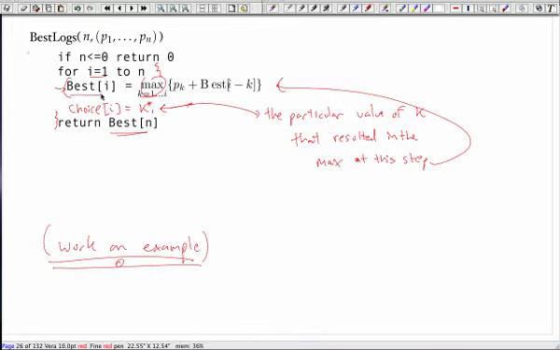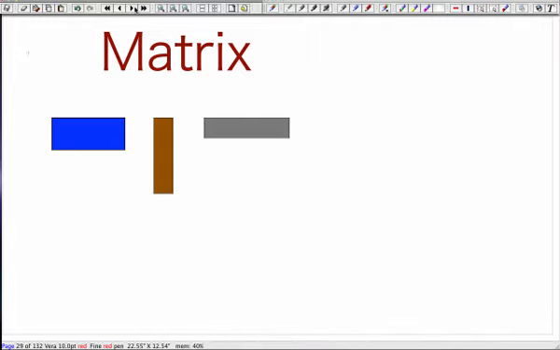The next example, I'm only going to introduce in the last 5 minutes. It's going to get more complicated than this log cutter. It's going to be a two-dimensional version of dynamic programming. Every one of these examples is going to grow in complexity just by a little bit. Let me set up the problem in the last few minutes of class.